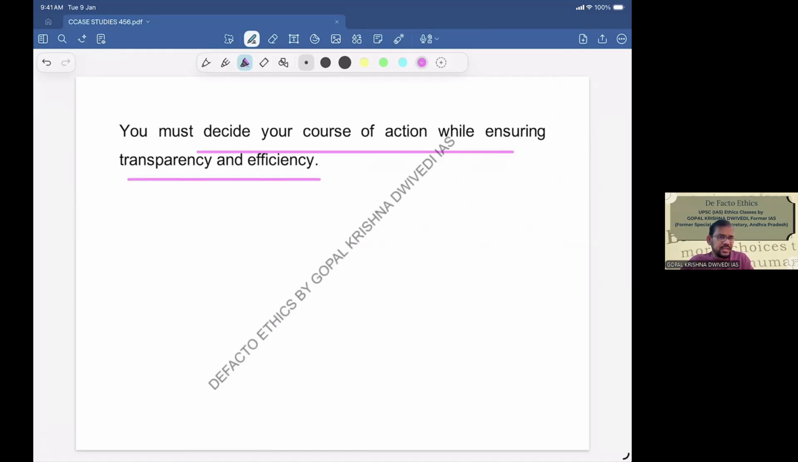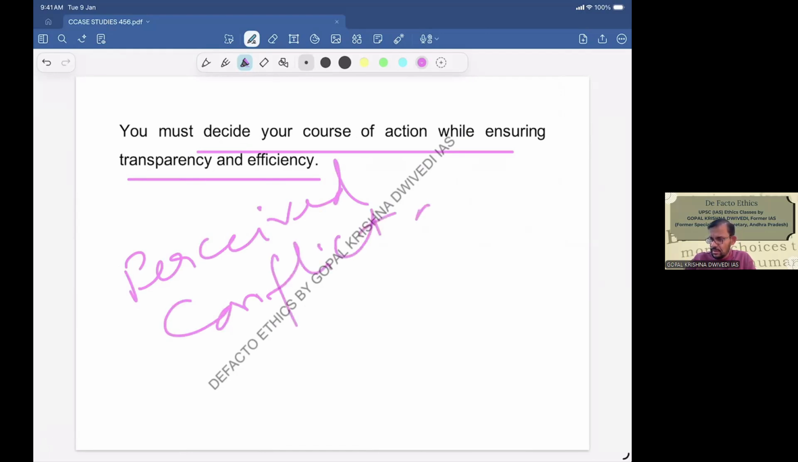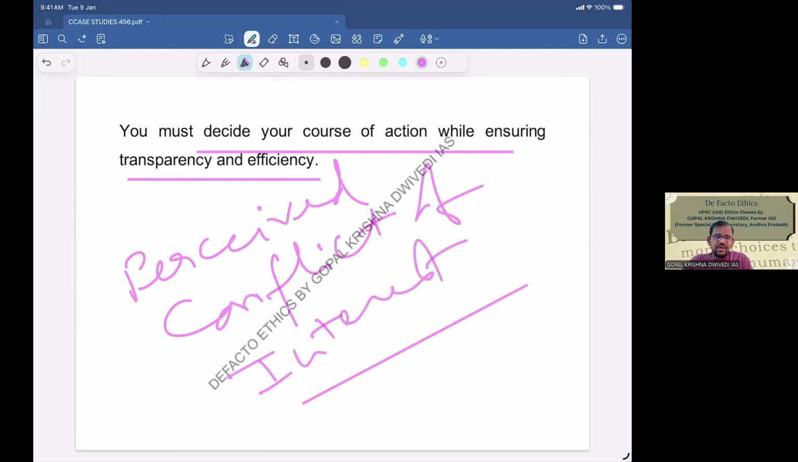Now, in this case study, conflict of interest is there, but it's not direct. At most we can say there is a perceived conflict of interest, because the concerned officer has already declared that there is no financial dealing with the contractor. But if he recuses and the tendering is delayed, then the healthcare system in the district will be affected.